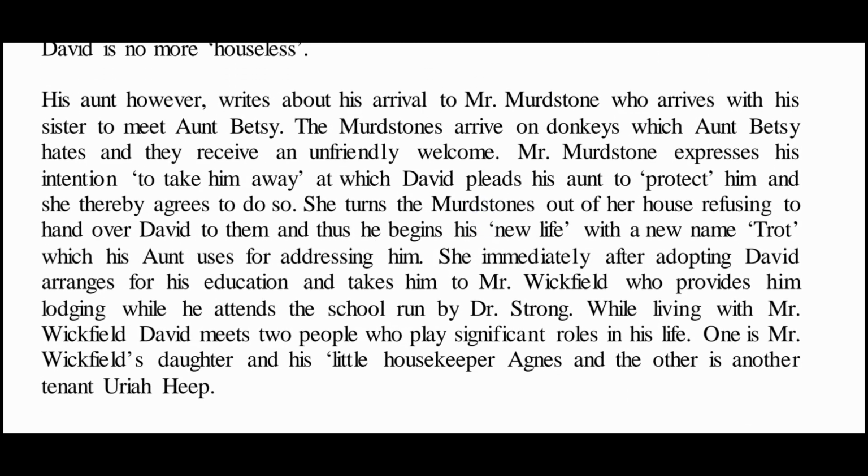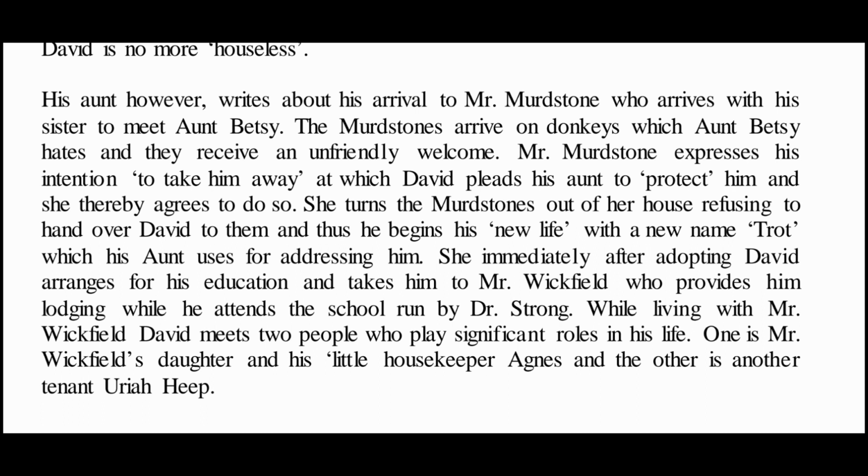His aunt, however, writes about his arrival to Mr. Murdstone, who arrives with his sister to meet Aunt Betsy. The Murdstones arrive on donkeys, which Aunt Betsy hates, and they receive an unfriendly welcome. Mr. Murdstone expresses his intention to take him away, at which David pleads his aunt to protect him, and she thereby agrees to do so.